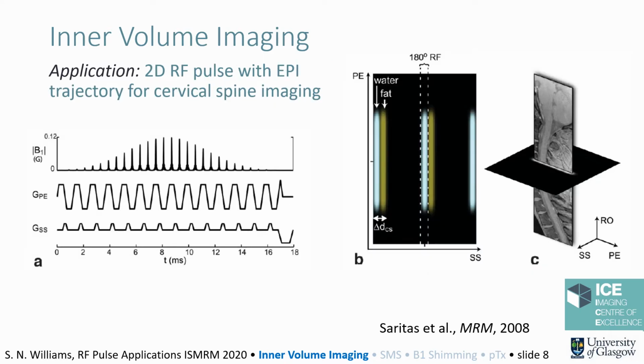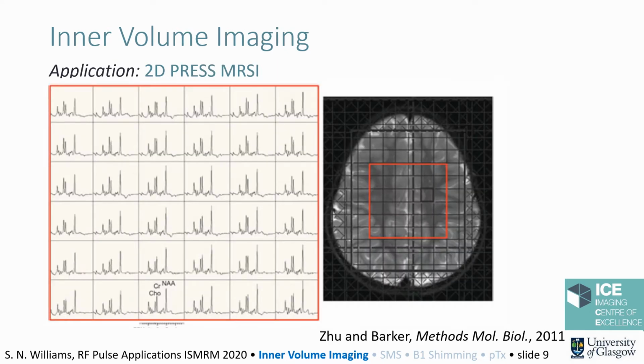In this example, an EPI trajectory was used to generate 2D RF inner volume excitations with separation between water and fat profiles. This was used for single-shot diffusion imaging of the cervical spine. Another common use of inner volume imaging is with spectroscopic imaging techniques such as point resolve spectroscopy or PRESS. In PRESS, a slice selective excitation pulse is followed by 2 180-degree refocusing pulses to localize a single voxel.